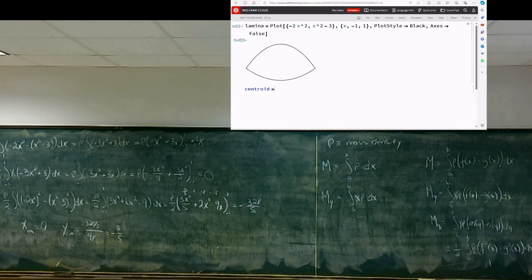Now for the centroid. So it's just a point. I'm going to use the graphics command because I want it to give me a graphic. Specifically, I just want it to give me a point. Let's go with the actual point first. So what was the point? 0, -8/5.